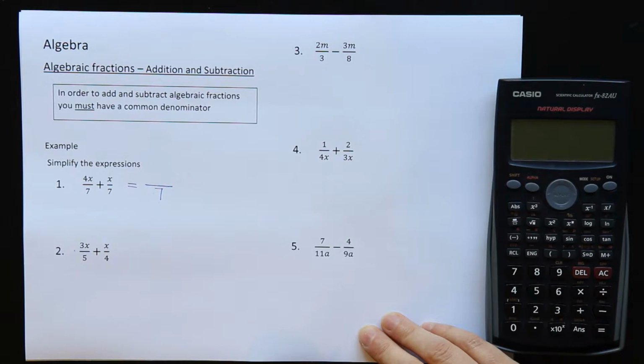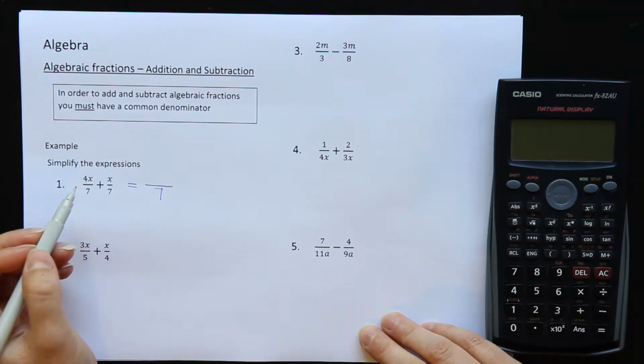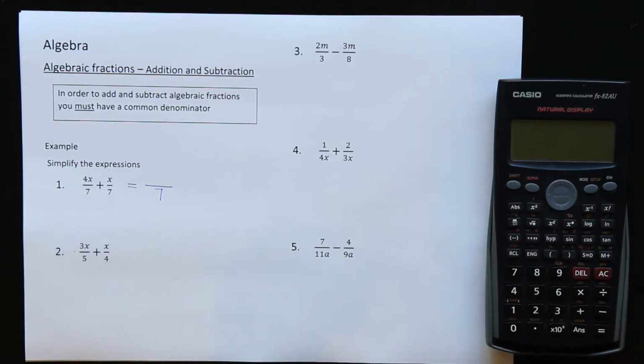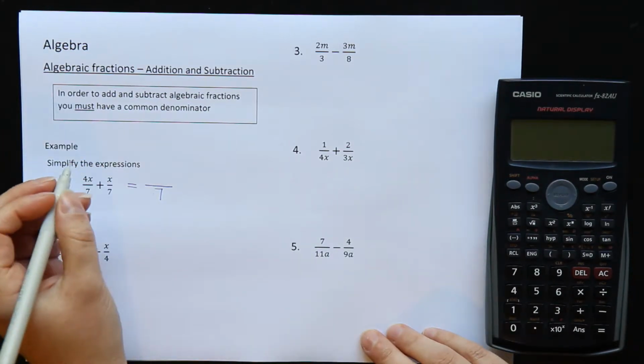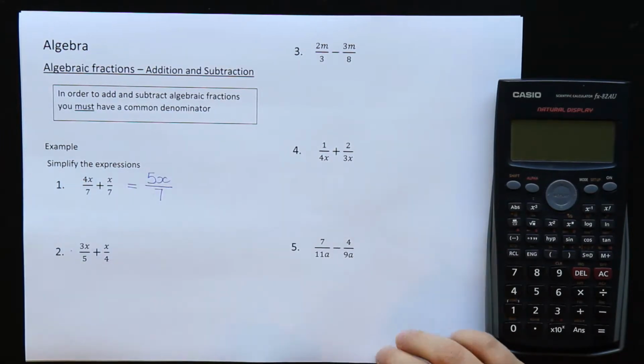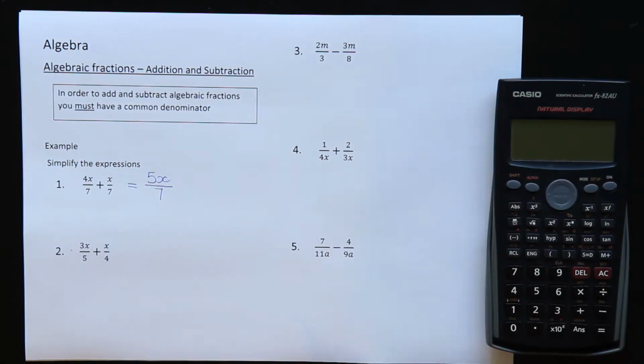so it stays as 7, and I add the top. 4x plus x is 5x. Okay, always check to see if there's any simplifying that can be done, but that one is as good as it's going to get, so let's move on to the next one.